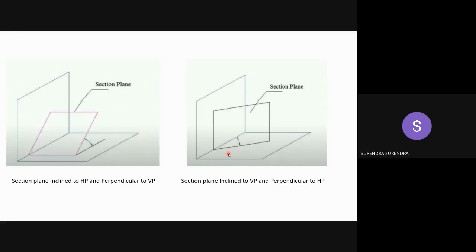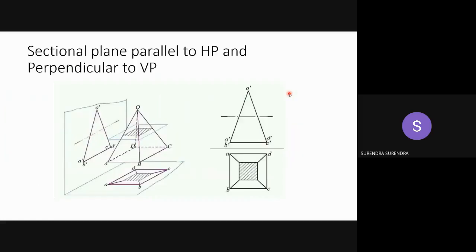So what we have to identify is in which view you can see the section plane as a line. When the section plane is perpendicular to the vertical plane, in front view it looks as a line. When the section plane is perpendicular to HP, in top view it is represented as a line. So you should remember these two conditions.